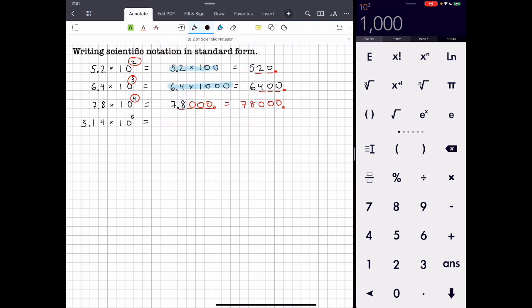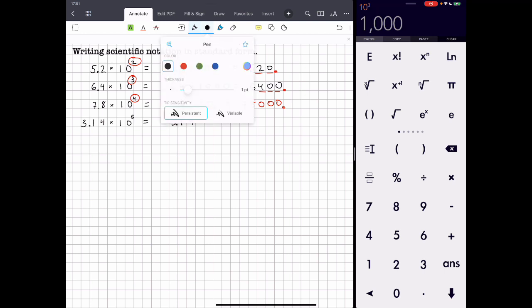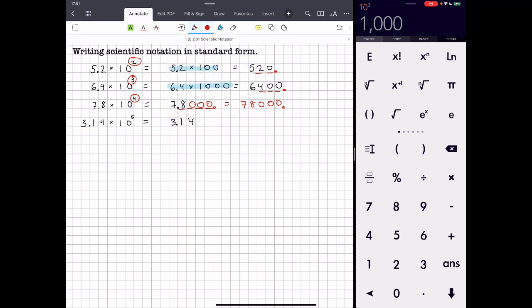With 3.14 times 10 to the 5th, we're going to move the decimal 5 times. So we have to move it twice just to get past the 1 and the 4. And then we're going to move it 3 more times, so that's 3 more zeros on the end. And that's where our decimal will end up. And we end up with 314,000. So this is a little shortcut that we can take when we're writing scientific notation into standard form.